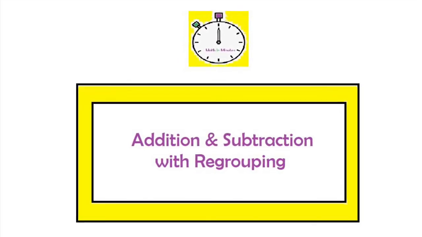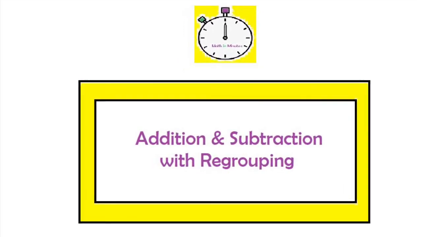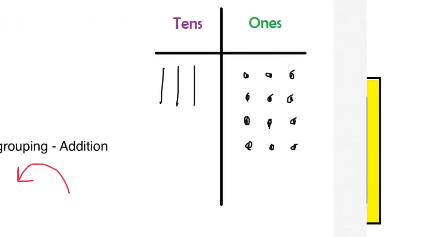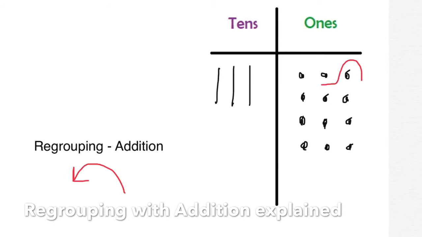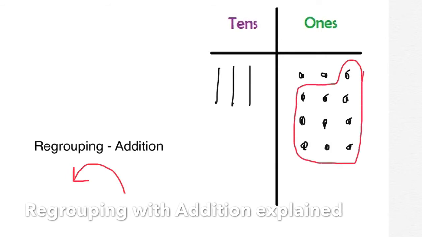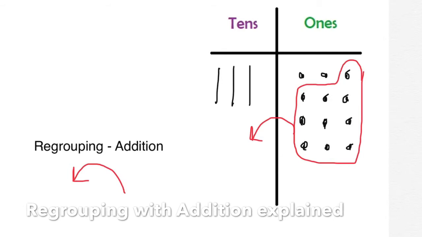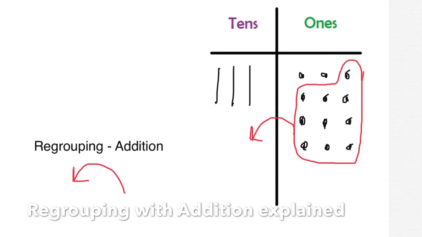This video is on addition and subtraction with regrouping. So real quickly, addition with regrouping is when you have 10 ones, and you can move them into the tens column, or move them to the left, because you have enough to represent tens there. So for addition, it moves that way.